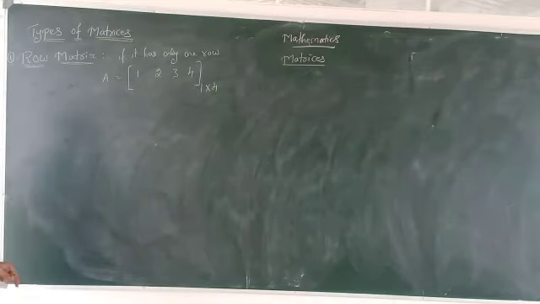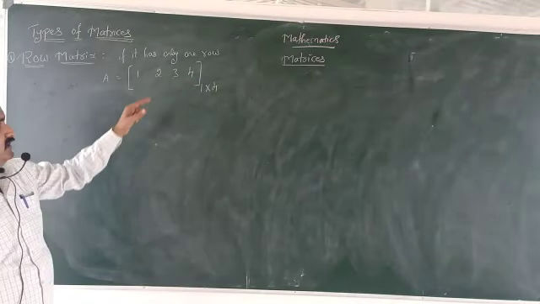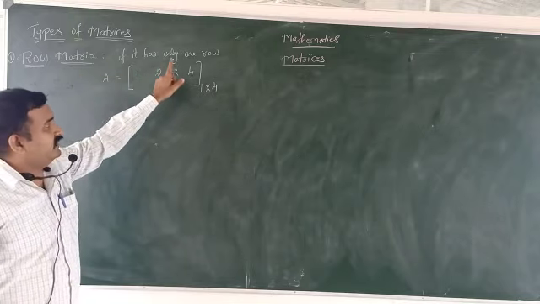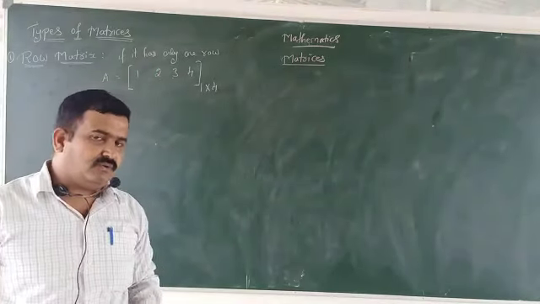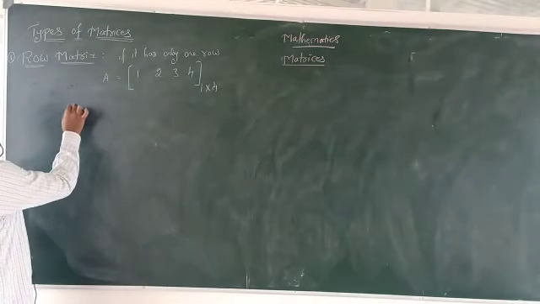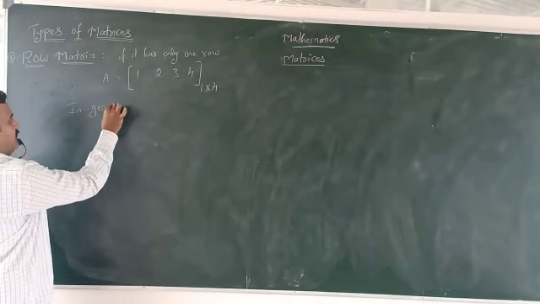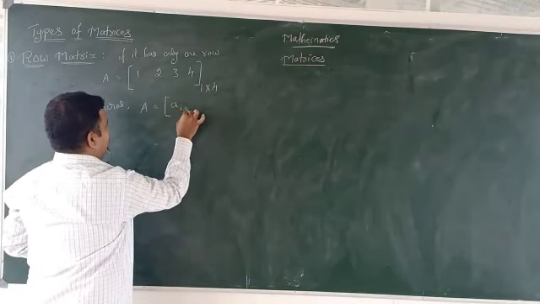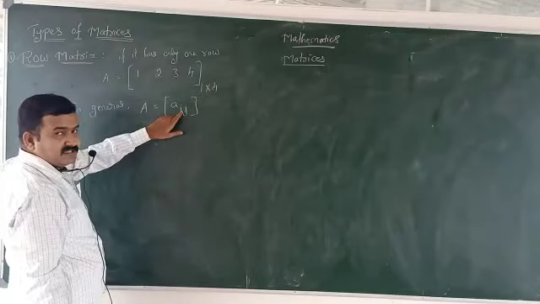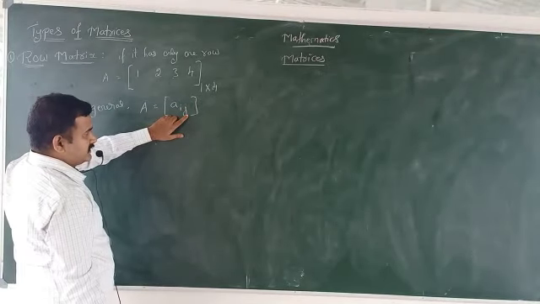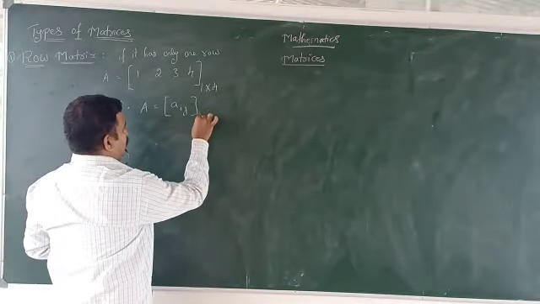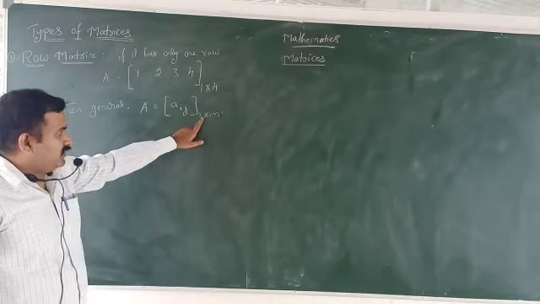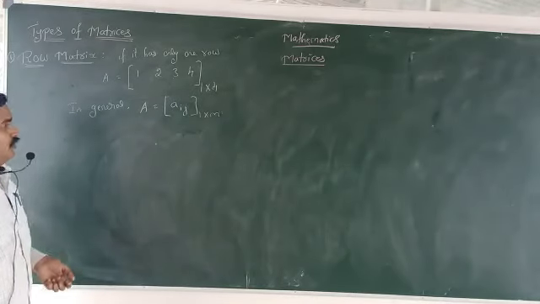So the definition of a row matrix is: if it contains only one row, then it is called a row matrix. In general, you can write A equals Aij, where i refers to rows and j refers to columns. So you can write 1 cross m, and 1 cross m tells you it is a row matrix.